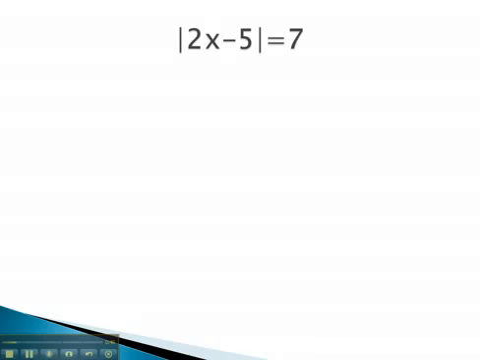In this problem, notice we have 2x minus 5 inside the absolute value. This means it could be positive or negative 7. Let's make two equations to show this. The 2x minus 5 could be positive 7, and the 2x minus 5 could be negative 7. As we do this, we now have two equations we can solve to find our two solutions.